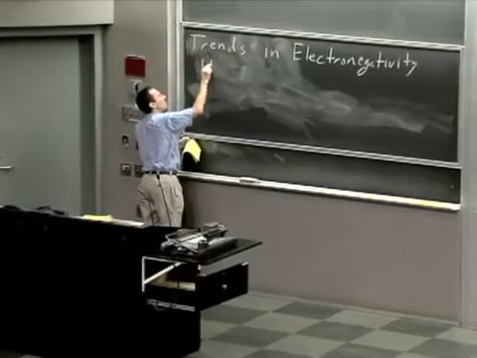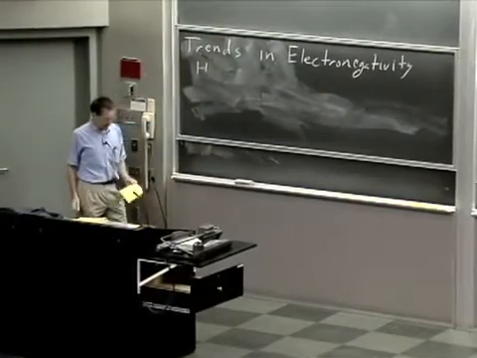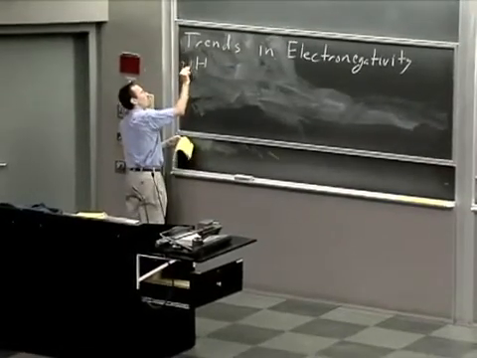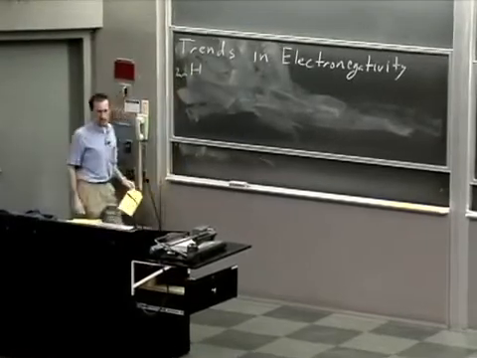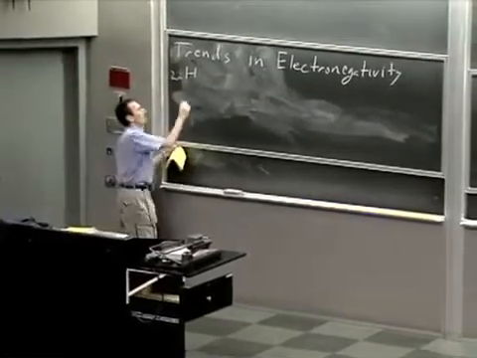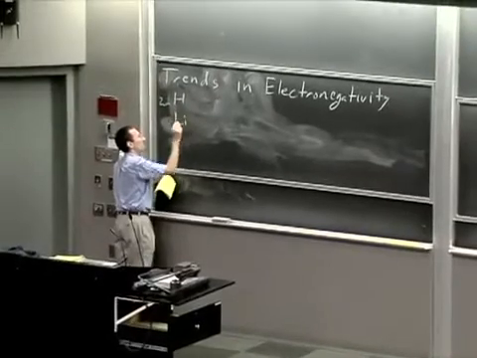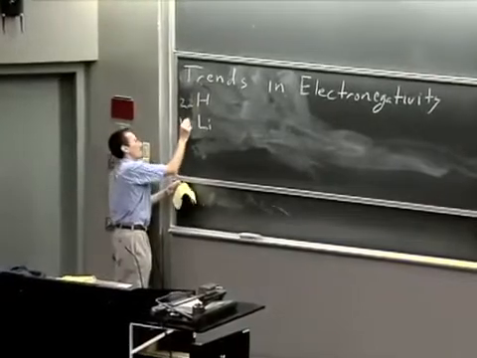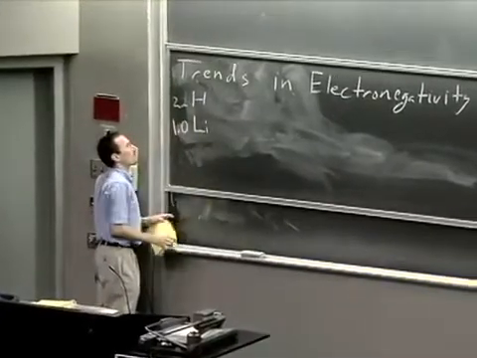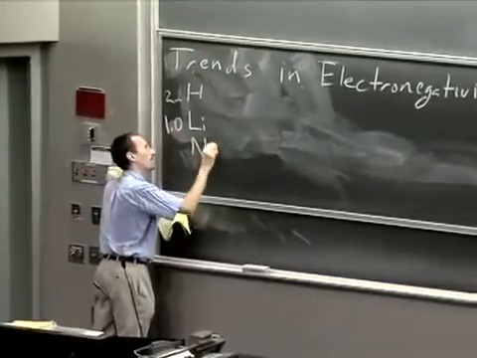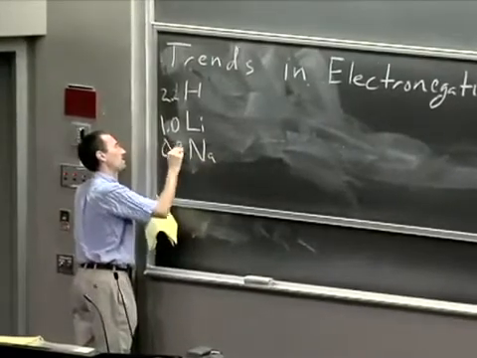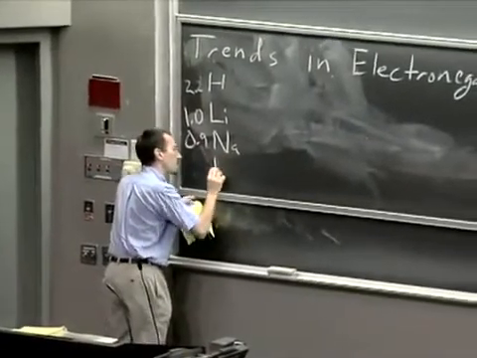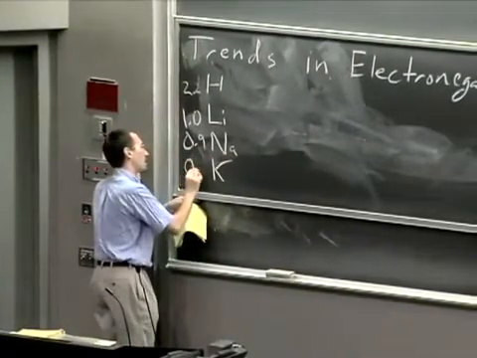We have hydrogen, which is, of course, the first element in the periodic table. And its electronegativity is 2.2 on the Pauling scale. As we move down the alkali metals, of course, they're much more electropositive than hydrogen. So lithium is 1.0, sodium is 0.9. They're all very electropositive. And potassium is 0.8.